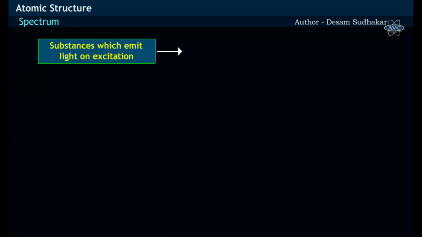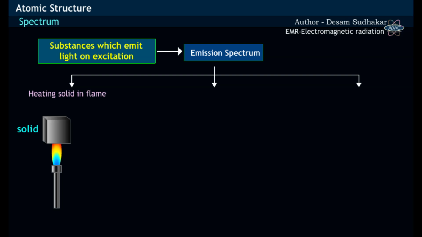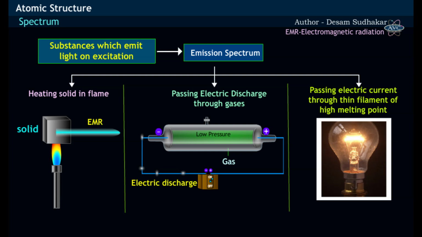Substances on excitation give emission spectrum. Excitation can be done by heating a solid at high temperatures, passing electrical discharge through gases at low pressure, or passing current through a metal filament with high melting point, as in the case of tungsten metal.